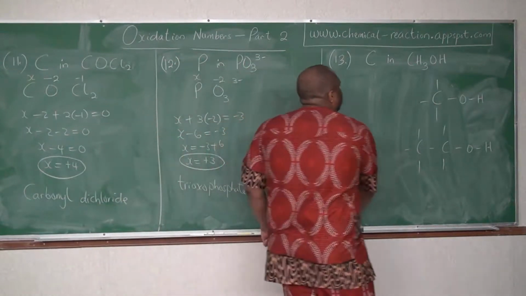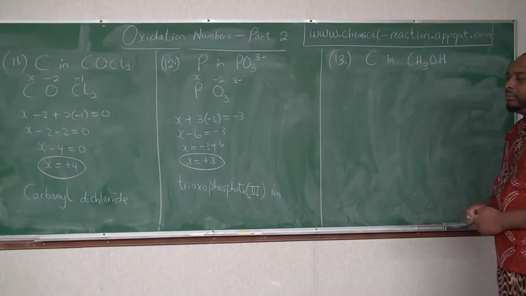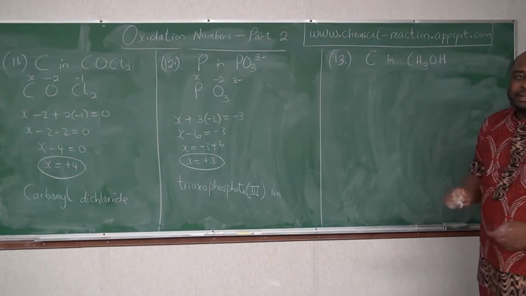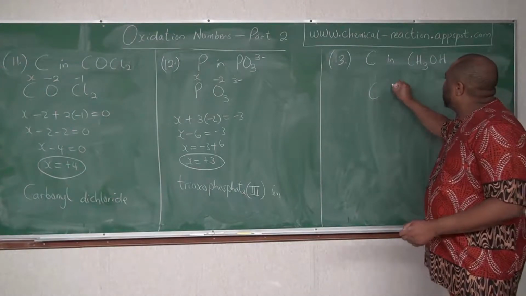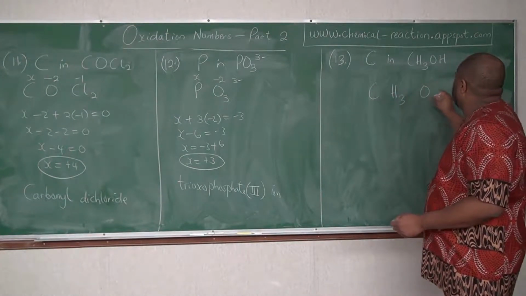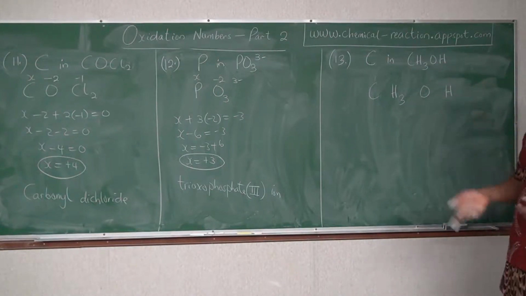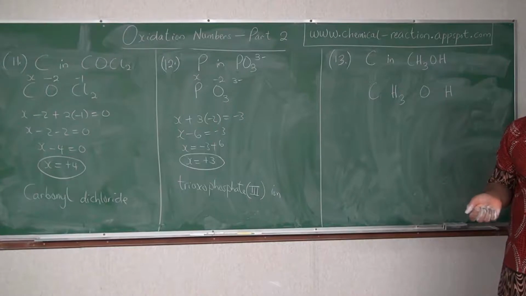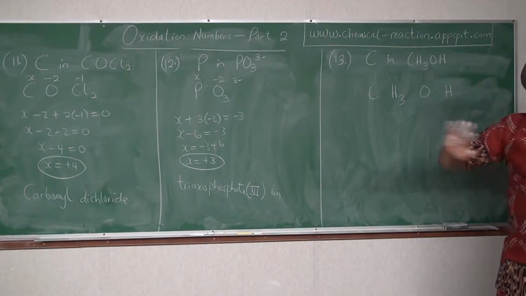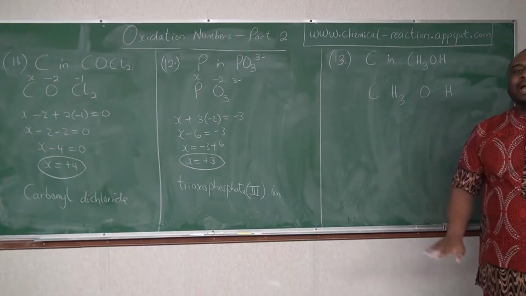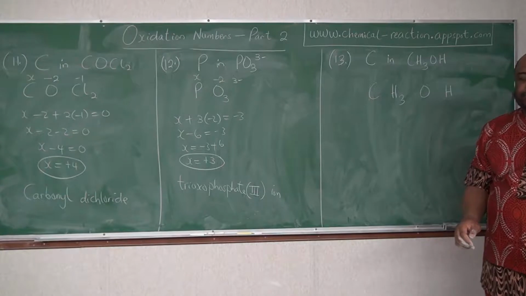So we now find the oxidation number of carbon in methanol. Let's separate it. You can also write this as CH4O if you want to, but you know the OH is a group for alkanols. Alkanols have OH functional groups.